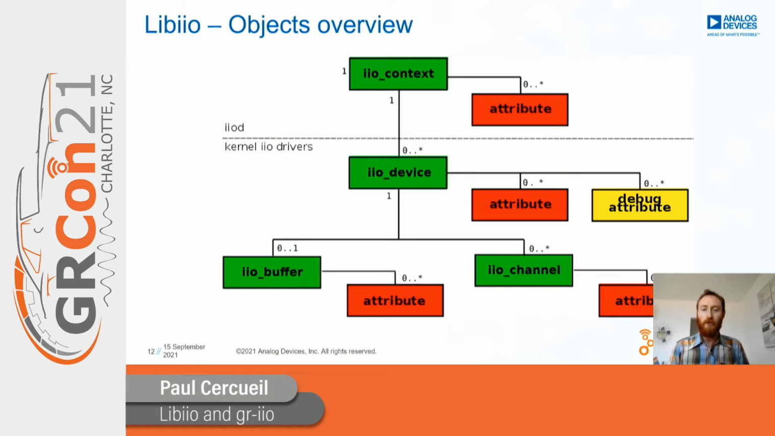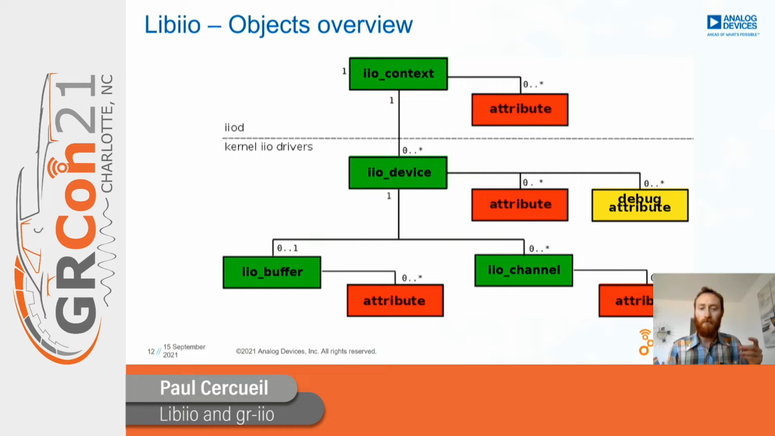Inside LibIIO, you have different kinds of objects. You have first the top-level object, which is the I/O context. The I/O context basically contains all the devices that you would find, for instance, on your target board. Your I/O context object can have attributes, which will be, for instance, the kernel version, the operating system, etc.